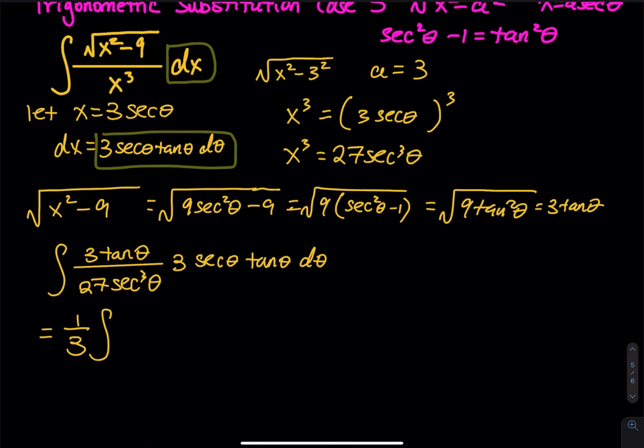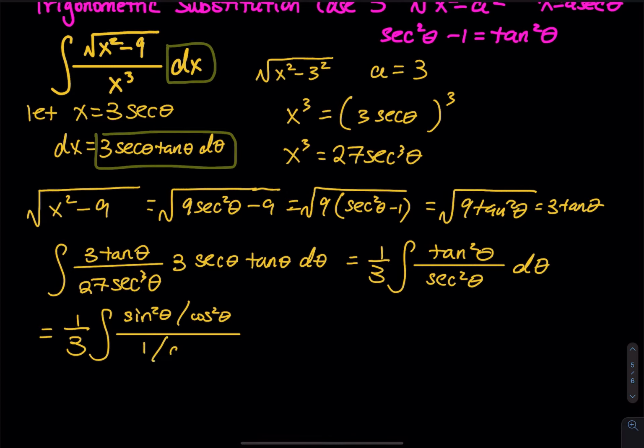So 1/3. We have a tangent square on top. And then in the denominator, the secant to the third will be reduced by 1, so we have secant square theta and then d theta. And then the tangent and the secant, let's rewrite both. The tangent, I would like to do a sine divided by cosine. Don't forget the square. The secant, I would like to let that be 1 divided by cosine square theta. So as you can see, the cosine square will be cancelled. So you have 1/3 the integral of sine square theta d theta.